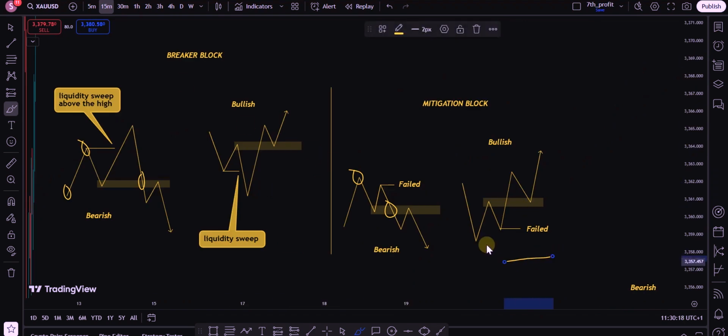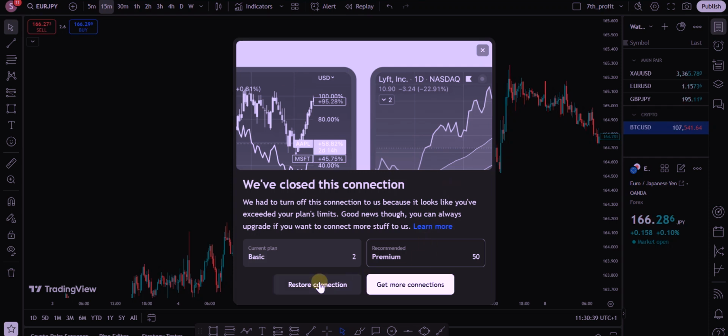Now let's talk about mitigation block. Remember, for a mitigation block to be valid, there should be a failed swing. This high here must fail to take out this high, right? So let's check a bearish mitigation block in a chart example.